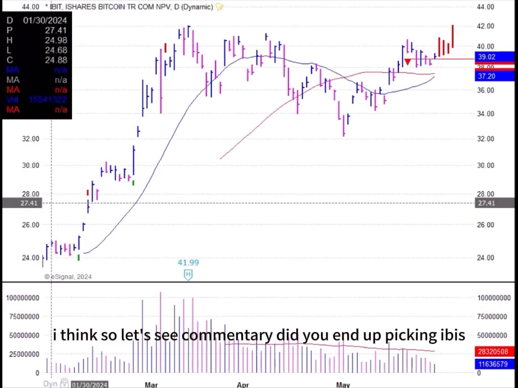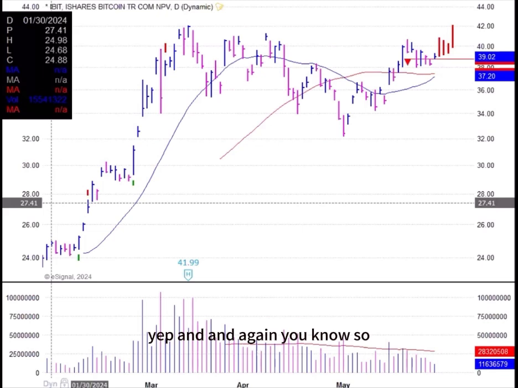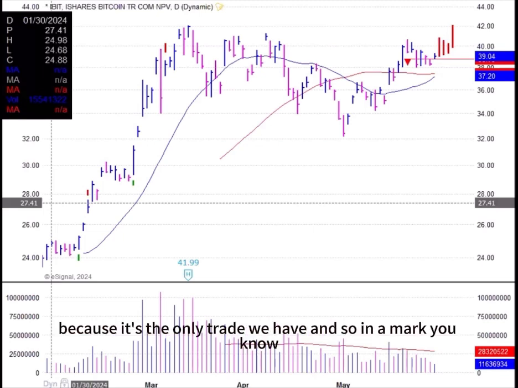Commentary: how did you end up picking IBIT as a stock? Okay, yeah. So there's a question on how we ended up picking IBIT as a stock to buy today. I think I'll answer this because it does go to the heart of the select portfolio, because it's the only trade we have.